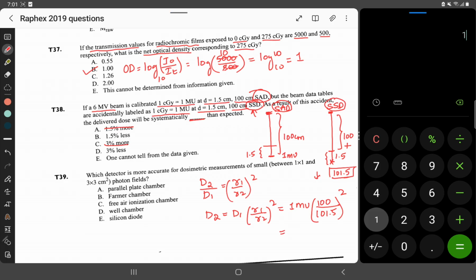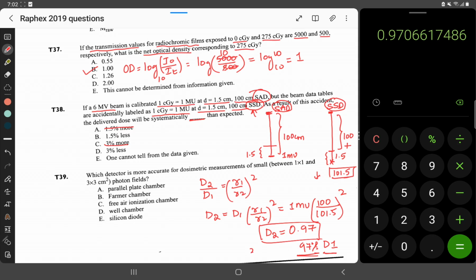Now we are calculating 100 times 100 divided by 101.5 divided by 101.5, which gives us 0.95 d2. So that is telling us it is 97% of the d1. Okay, so if it's 97% of the d1, it is obviously 3% lesser. So the answer over here is D, 3% lesser.